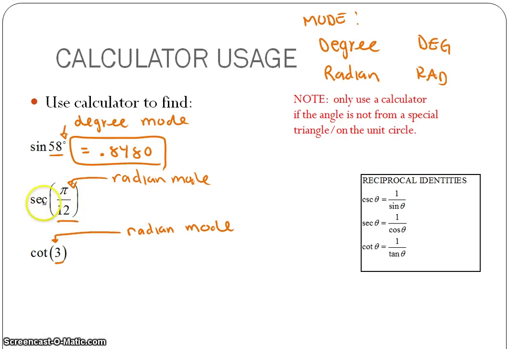And moreover, if we want to find secant, we are going to have to use these reciprocal identities. So secant of some angle, pi over 12 in this case, is 1 over cosine of that angle. So I'm going to have to rewrite this as 1 over cosine of the angle pi over 12. And then I'm going to type this into the calculator to get a decimal answer. So let's go back to the calculator.